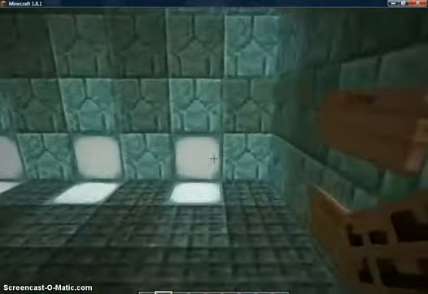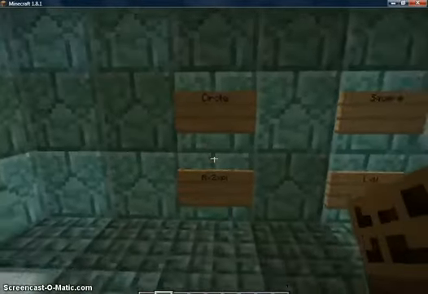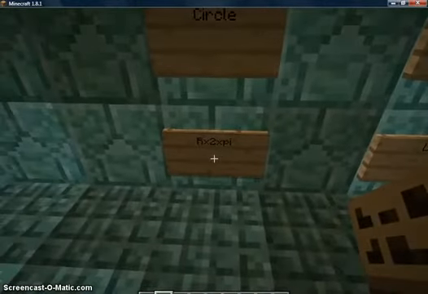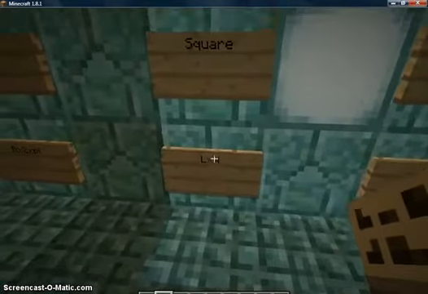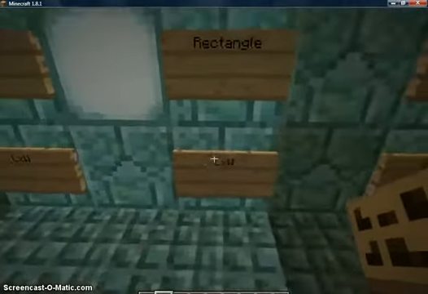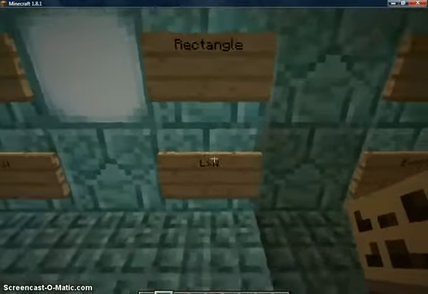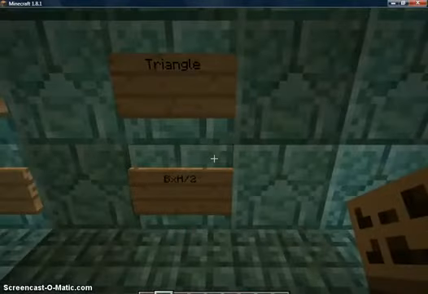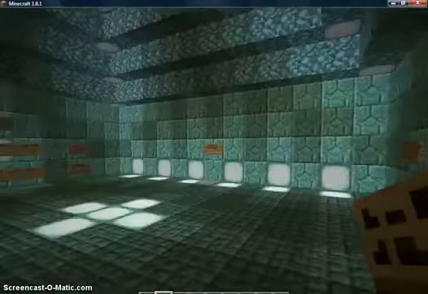So in order to find the surface area for each of these, I have to have a formula. So for my circle, it's radius times pi. For my square, it's length times width. For my rectangle, it's also length times width. For my triangle, it's base times height divided by 2.